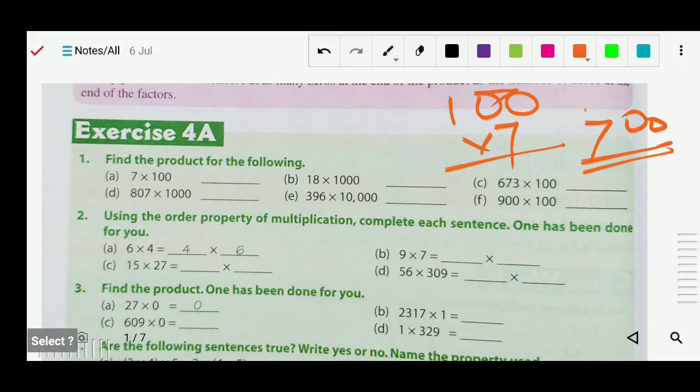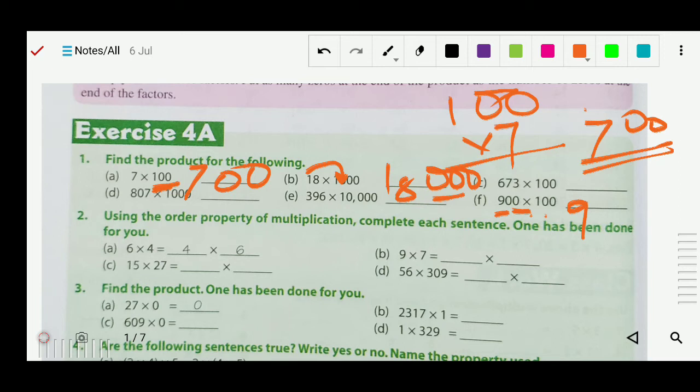Next, or you can simply do 7, how many zeros are there in 100? Here 18 into 1, you do 18 into 1 is 18, and how many zeros are there? 3 zeros, place 3 zeros, 1800. Here you can do 9 into 1, 9, and how many zeros together? In 900 there are 2 zeros, and here there are also 2 zeros. So how many zeros can you write? 4 zeros you can write. Okay, so likewise you can multiply this. Also, how many zeros are here? 4 zeros are there, so 396 and 4 zeros you can write. Okay, that is your answer. So this is the multiplication for the multiples of 10.